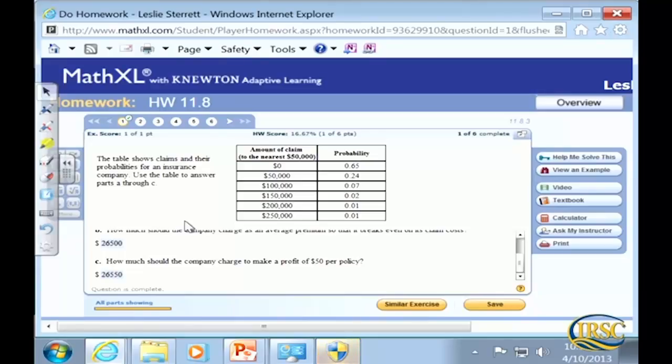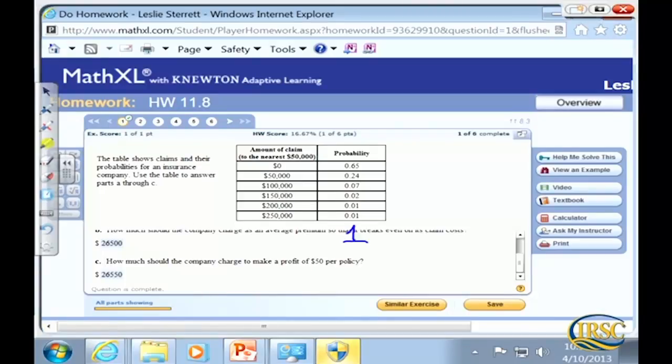Okay, one thing I want to point out before we move on to another problem. Go ahead and add up all of these numbers in the probability column. So you have 0.65 plus 0.24 plus 0.07 plus 0.02 plus 0.01 plus 0.01. What do you get? 1, okay? So this column adds up to 1.